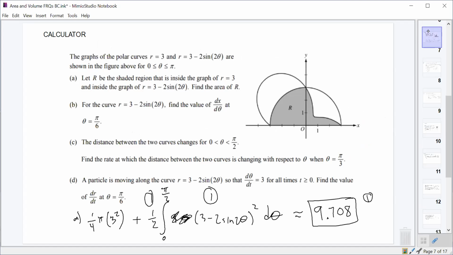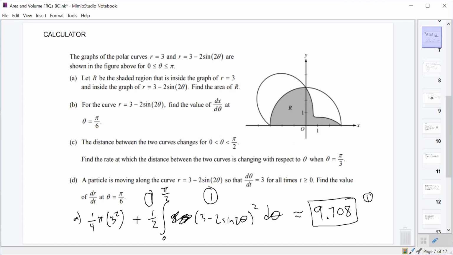All right. Part D says a particle is moving along the curve r equals 3 minus 2 sine 2 theta, so that d theta dt equals 3 for all times t greater than or equal to 0. Find the value of dr dt at theta equals pi over 6. So we are given d theta dt, we need dr dt. This is clearly a nice little related rate, just like what you guys are missing, Aiden, Nick. Here's some more related rates.